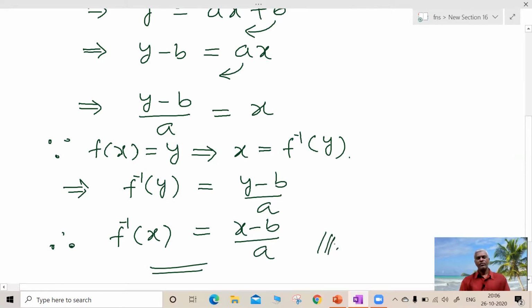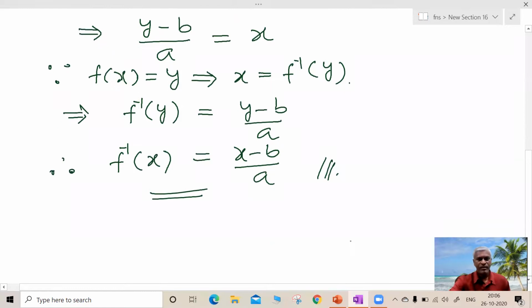Generally, we write functions in terms of x, so in place of x you can write y and any other variable. So in general we write in terms of x. So this is how we find the inverse function.